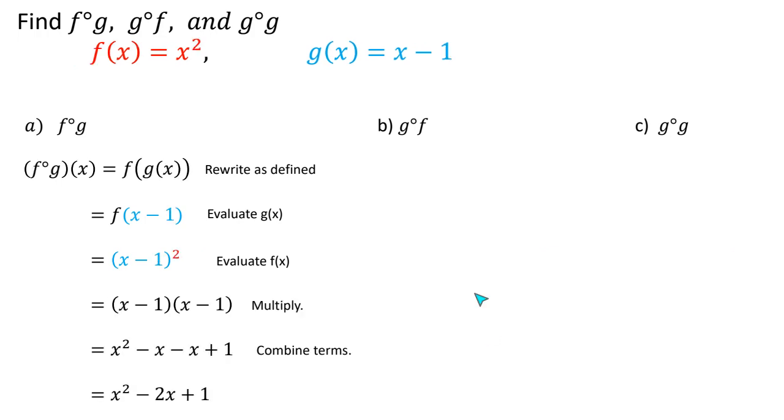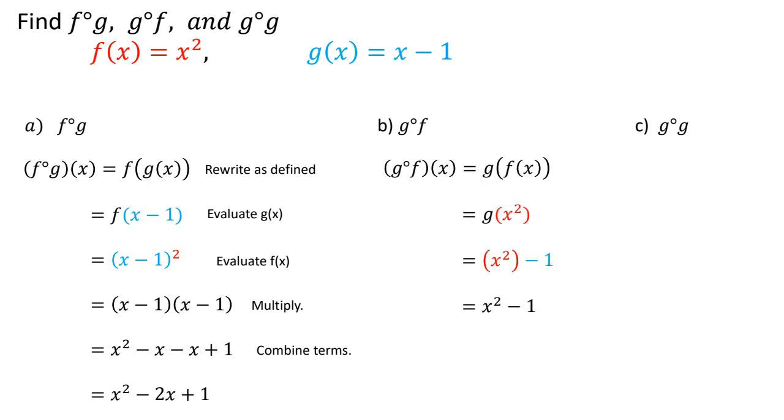Let's try another one. So here we have f composed with g. So g of x is x minus 1. So we're going to take that x minus 1, plug it in for x in the function f. So we end up with x minus 1 squared. Simplify, so we can write it as x minus 1 times x minus 1. So we're going to multiply it: x times x is x squared, x times negative 1 is negative x, negative 1 times x is negative x, negative 1 times negative 1 is positive 1. Simplify, so combine your like terms. Negative x minus x is negative 2x.